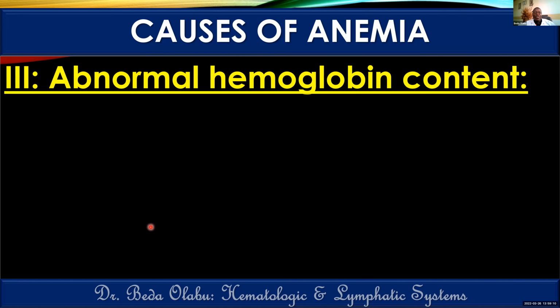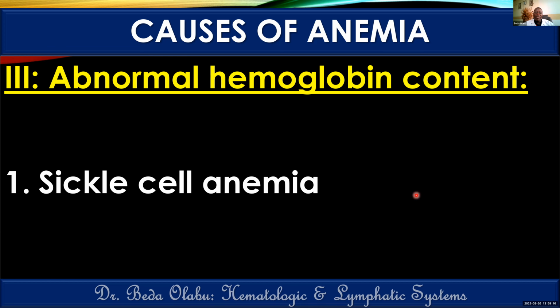You may also have anemia because there is abnormal hemoglobin. And sickle cell anemia is an example of such kind of anemia, where the hemoglobin that they have is not the normal hemoglobin, which we usually call HbA, hemoglobin in adults. These ones have what we call HbS, the sickle hemoglobin.